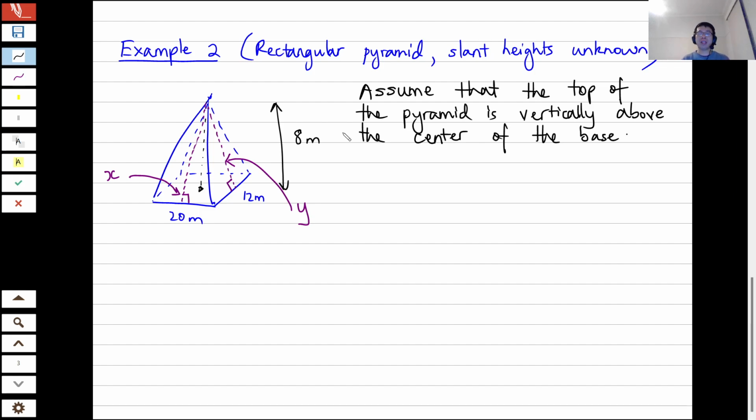And now we need to think in 3 dimensions. So let's start by considering slant height X. The height of this pyramid is 8. Slant height is X. How far is it to go halfway along the side length of 12 meters?